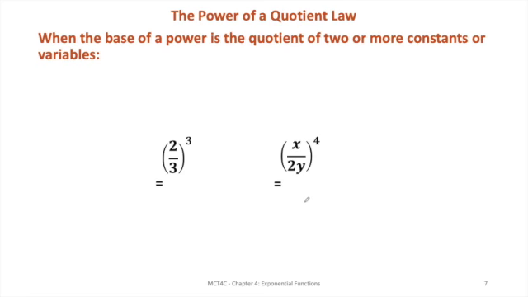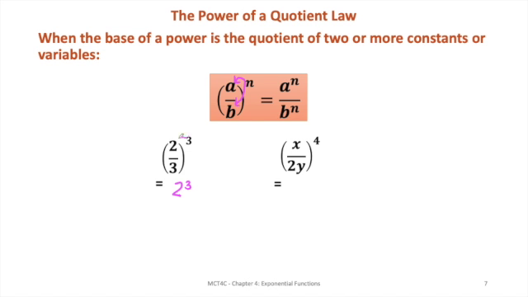Okay. The power of a quotient law is the same thing. If you have the base of a power as a quotient of 2 or more constants, so you have a and b, that exponent needs to go into the numerator and it needs to go into the denominator. Okay, so our example here, 2 over 3 to the exponent 3, you are going to have to do 2 to the exponent 3, because this has to go in here, and it needs to go in the denominator. Everyone always forgets the denominator, so you just need to make sure you remember that.